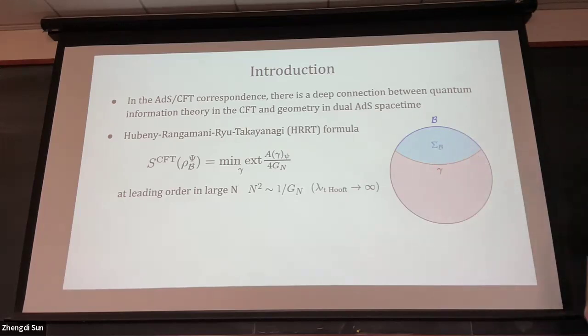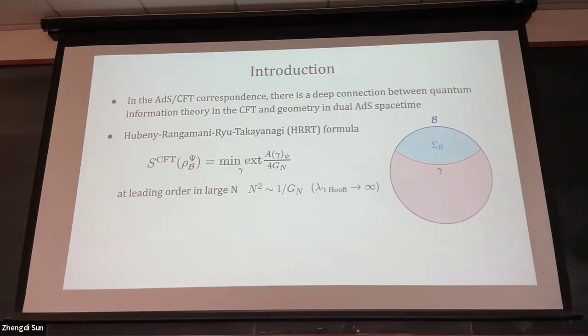And the area of that minimal extremal surface divided by 4G is supposed to reproduce the CFT entanglement entropy. And this is supposed to hold true at leading order in large N, where N is related to the bulk Newton's constant. And we're always going to be working in this talk at infinite 't Hooft coupling. I'll be talking about quantum corrections for this, but it will always be at infinite 't Hooft coupling. Okay, so here's the picture. So here's the boundary subregion B that you define the CFT entanglement entropy on, and here's your extremal surface gamma, codimension 2. So this is a time slice of AdS.